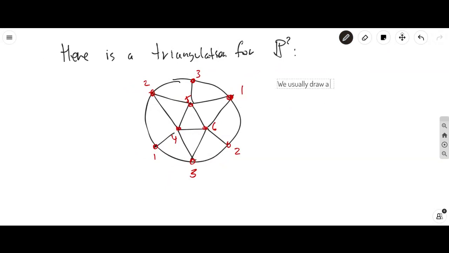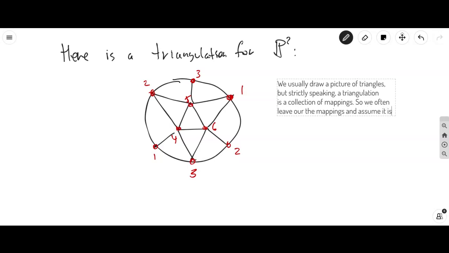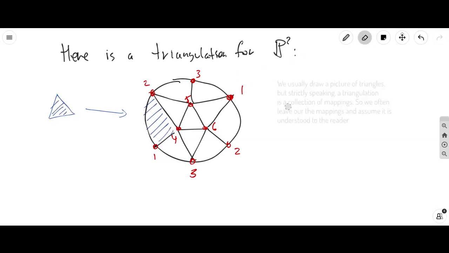We usually draw a picture of triangles, but strictly speaking, a triangulation is a collection of mappings. So we get sloppy, and we often leave out the mappings and assume it is understood by the reader that we have mappings. So let's focus on two triangles. Let's say we take this triangle over here, and really this is just a mapping from the two-dimensional Euclidean triangle to that piece of the projective plane.